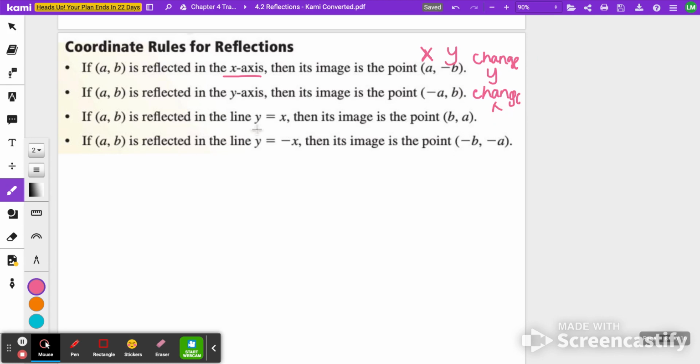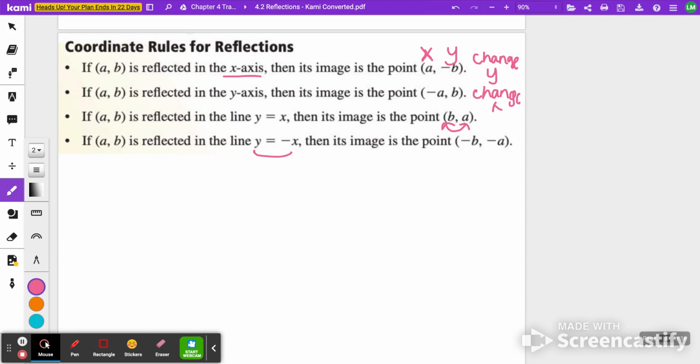If you reflect over the line y is equal to x, then you would switch both coordinates, where y would become the x-coordinate and x would become the y-coordinate. And if you reflect across the line y is equal to -x, both x and y change, and they also go to their opposites. So what we're going to do first is think about how we can change those points and then reflect them.